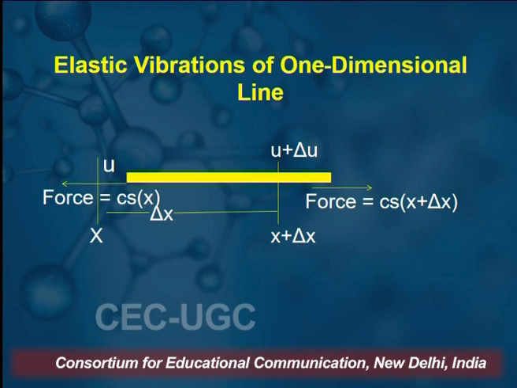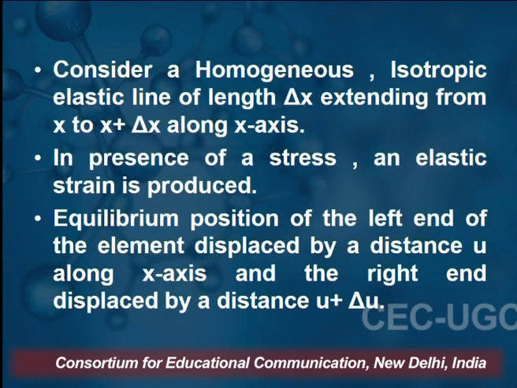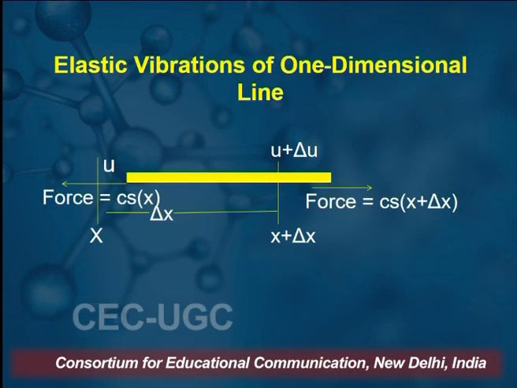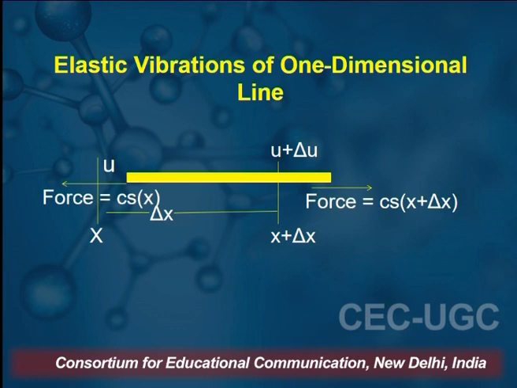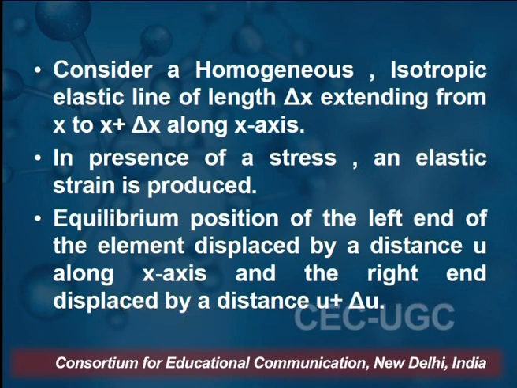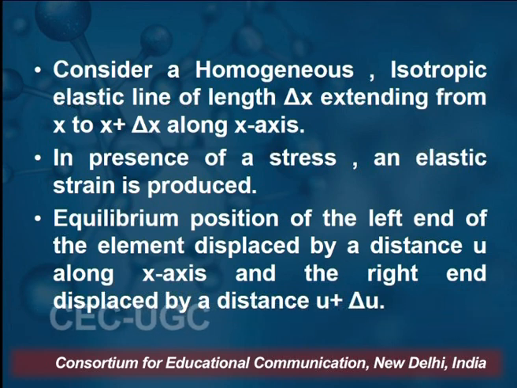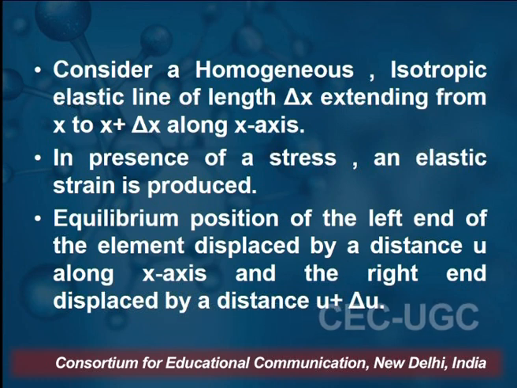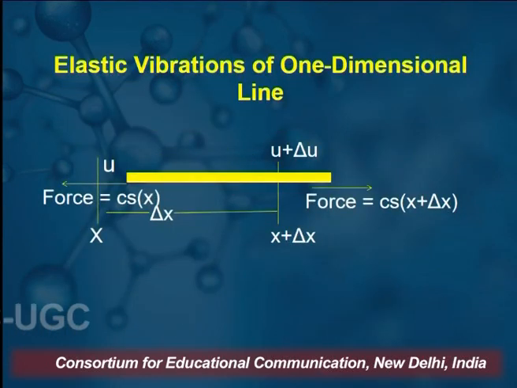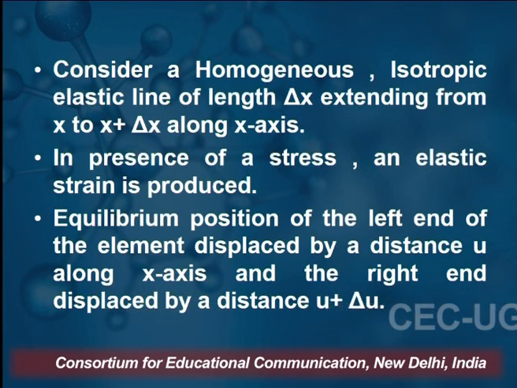Let us consider this yellow one, the one-dimensional homogeneous isotropic elastic line, extending from x to x plus delta x along the x axis. Now, I am talking of homogeneous isotropic lines. That means the properties of the material are the same all throughout. Also, the properties are the same in all directions. This is what I mean by homogeneous and isotropic lines. Now, this is extending from x to x plus delta x. That means this line is of length delta x.